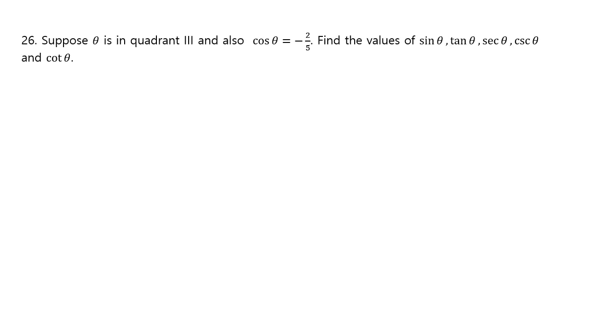Suppose theta is in quadrant 3 and also cosine theta is negative 2 over 5. Then find the values of the 5 other trig functions.